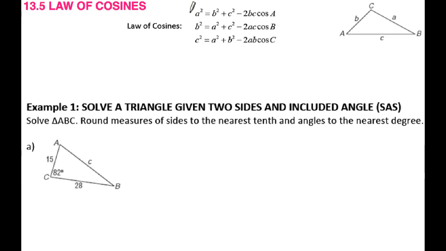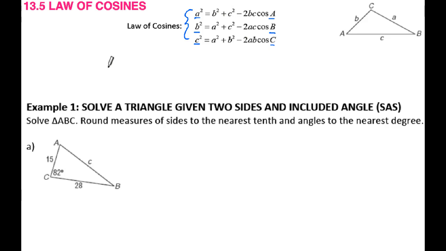Here are the formulas for the law of cosines. As you can see, they're all very, very similar to each other. The only difference is the order of your A, B, and C. I just like to remember that if I start with side A, I'm going to end with cosine of A. If I start with side B, I'm going to end with cosine of B. If I start with side C, I'm going to end with cosine of C. The order of these variables does not matter just because you're adding and multiplying them.